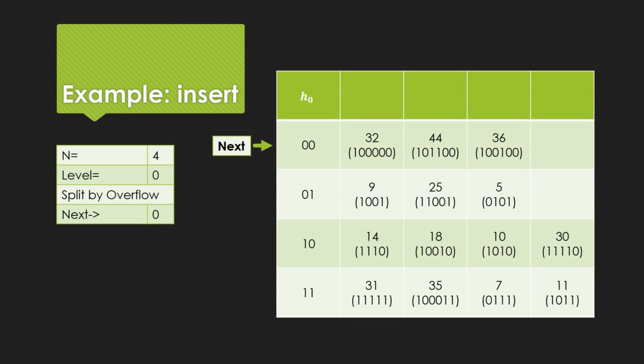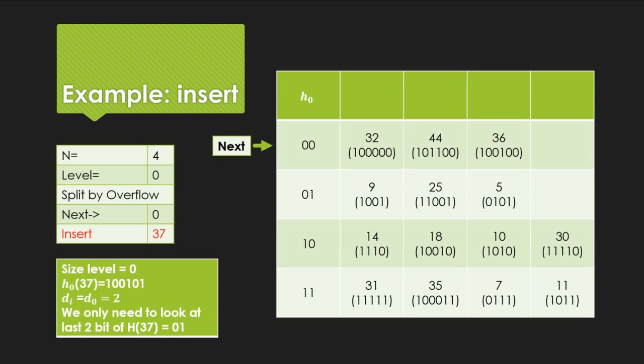Now we will walk through our insertion example to get a better understanding of how linear hashing works. For this example, we have a linear hashing table with the following setup. The number of initial buckets is 4. The current level is 0, and next is pointing to the first bucket. We would now like to insert 37. Since we are at level 0, we run h0(37) to get its hash key. And at level 0, di is d0, which is just 2. That means we only need to look at the last 2 digits of the hash key to locate the right bucket, which is just 01.